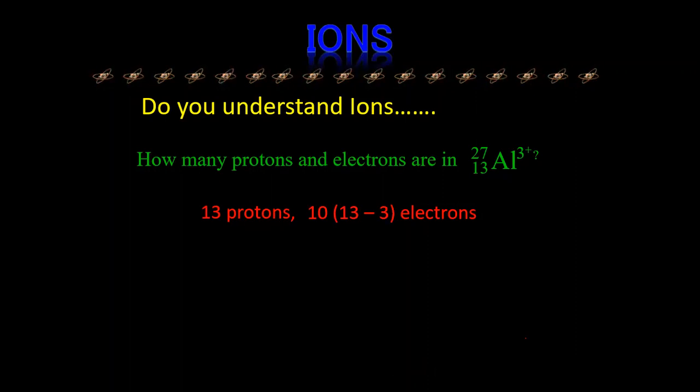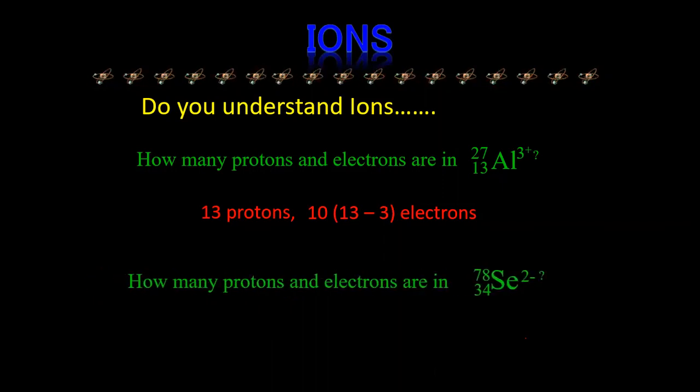Now, let's try this one. How many protons and electrons are in the selenium ion? It has a -2 charge and the mass number is 78. The atomic number is 34. So what would be the answer? You have 34 protons since it is equivalent to the atomic number.